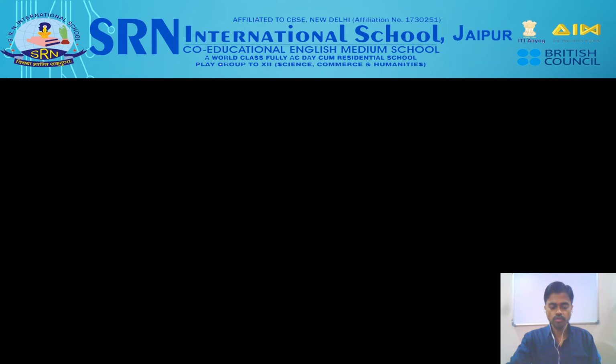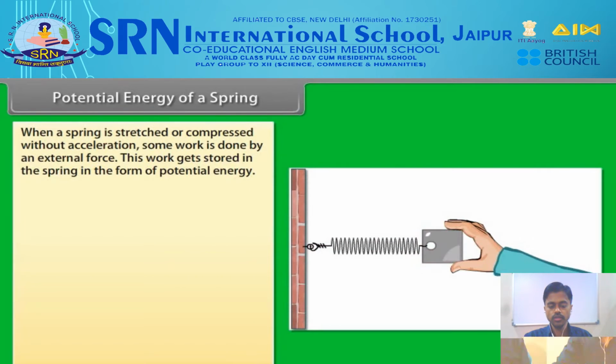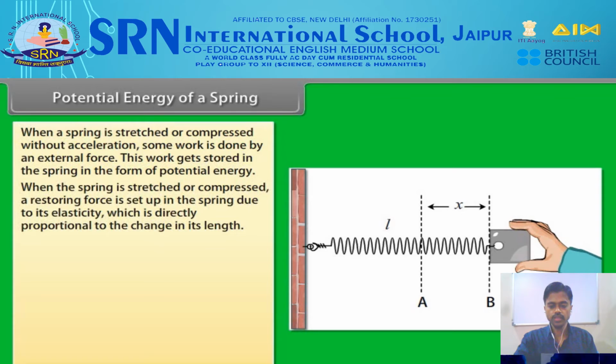Now let's talk about the next topic, that is potential energy of a spring. We take a spring attached to a point, and it is initially in the unstretched condition. The length of the spring in that condition is L and the point is A. Now the spring is stretched to a point B and the total displacement is x.